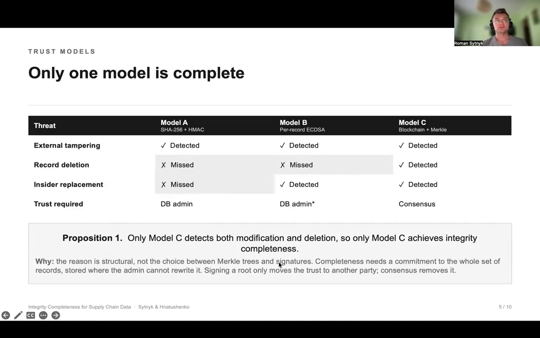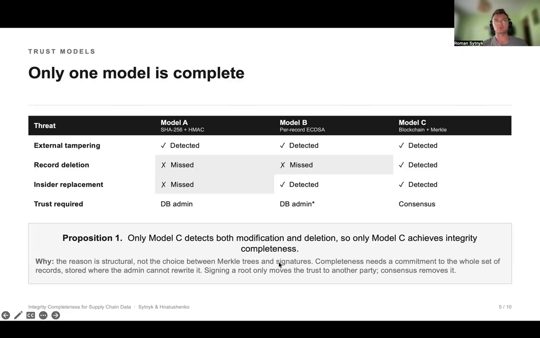We compare three trust models, each under an adversary that controls the store administrator. Model A is symmetric hashing with hash-based message authentication code chains. Model B is per-record elliptic curve signatures, and Model C is a blockchain with application-level Merkle trees at the level of smart contracts. The table summarizes the comparison. All three models detect external tampering, only Model C detects the record deletion, and Model A doesn't detect insider replacement because the administrator can recompute the hashes.